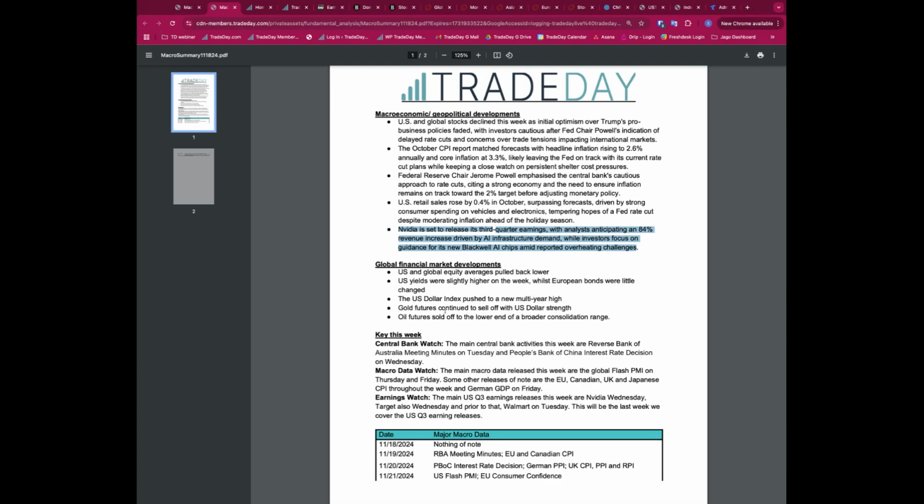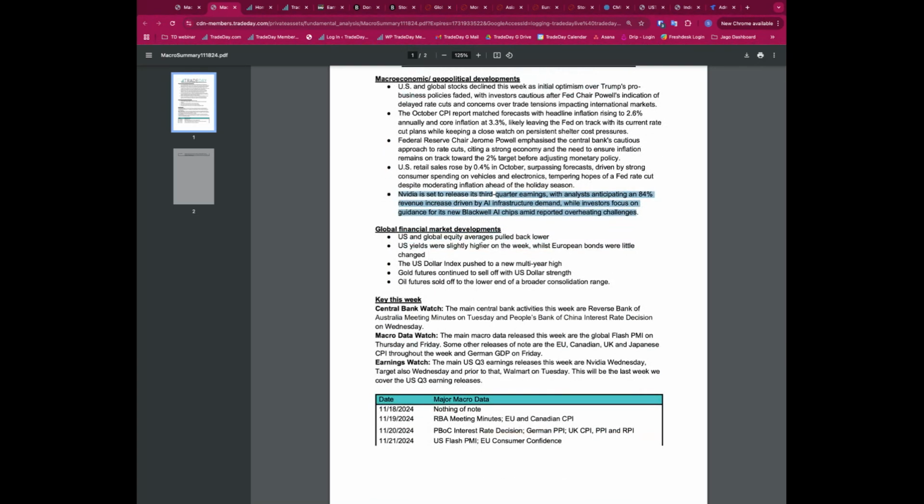So we'll be watching that. It's going to be super critical going into this week. So last week, equities were down. US yields continue to track very slightly higher. The US dollar index hit a multi-year high. Gold futures sold off in reaction to that strength in the US dollar. And oil futures are actually at the lower end of a much broader consolidation range the market's been in recently.